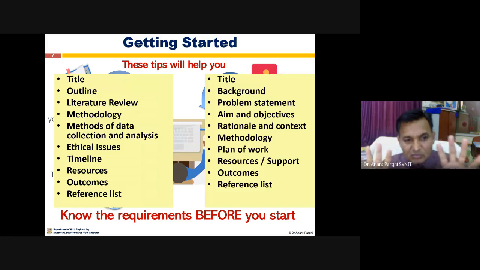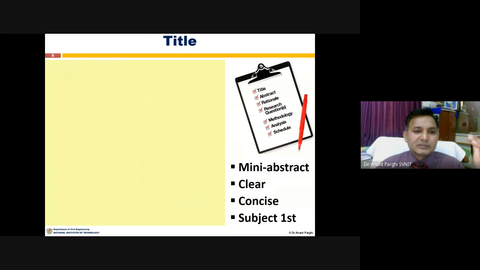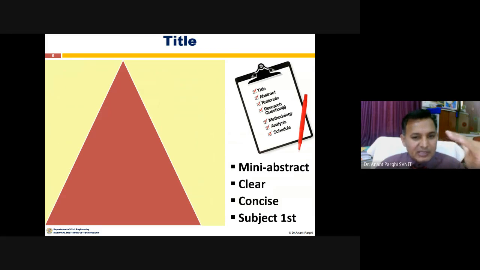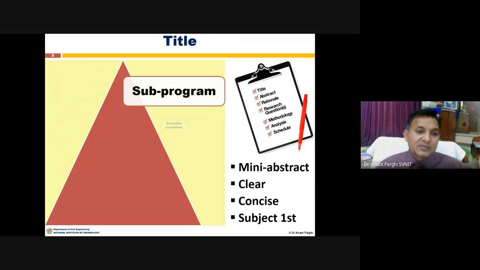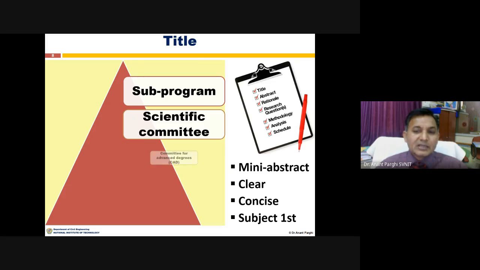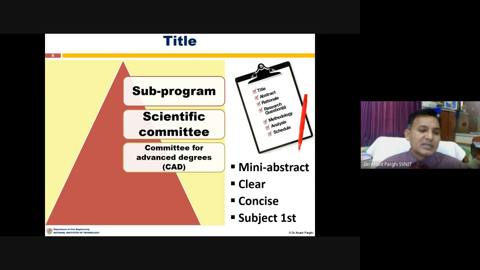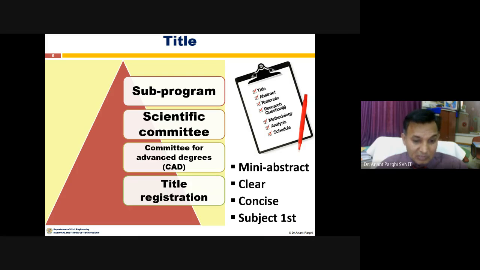Once you start writing the proposal, these key points will help you. Know the requirements before you start. Once you start writing the research proposal, you should know the requirements. Here we are discussing the main things: the title, abstract, rationale, research question, methodology, analysis, and scheduling, which means the timeline. Also the sub plan, scientific committee, and the committee for advanced degree. CAD we could say is the committee for advanced research, and the title of the registration also.